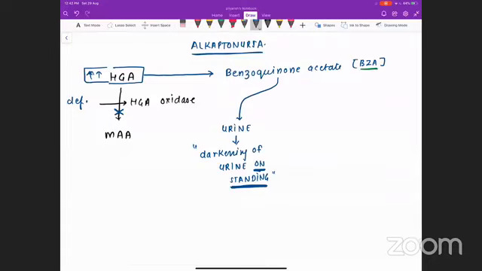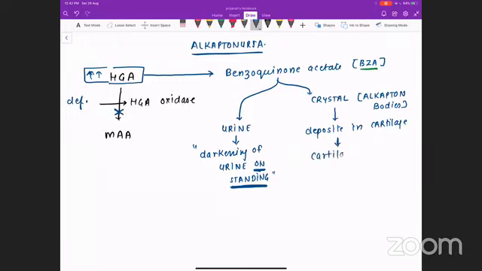The second problem that can occur with benzoquinone acetate is that it can make crystals. These crystals are called alkapton bodies. These alkapton bodies can deposit in cartilage. If the alkapton bodies are deposited in the joint cartilage, it will lead to cartilage destruction. This process is called ochronosis.